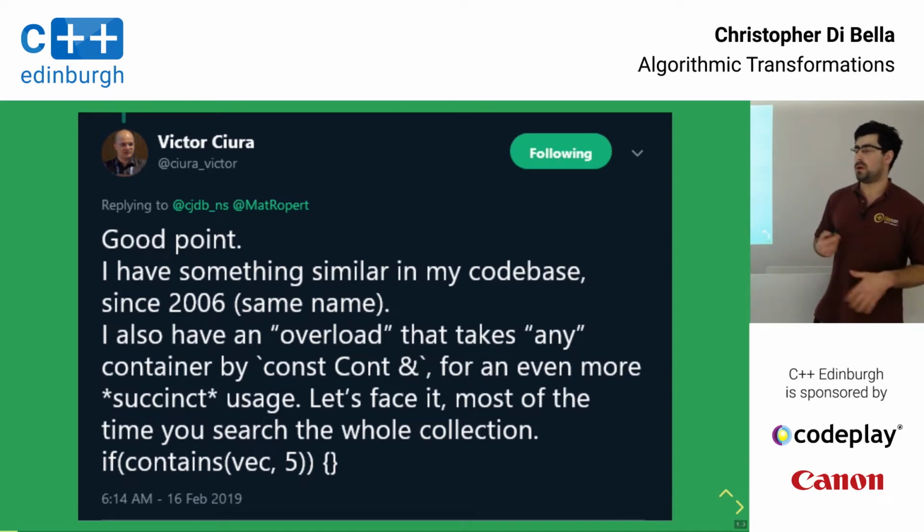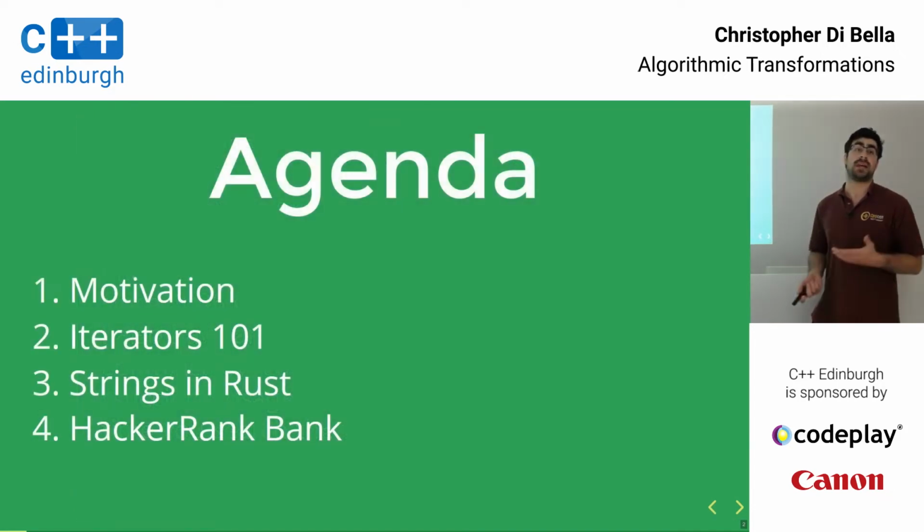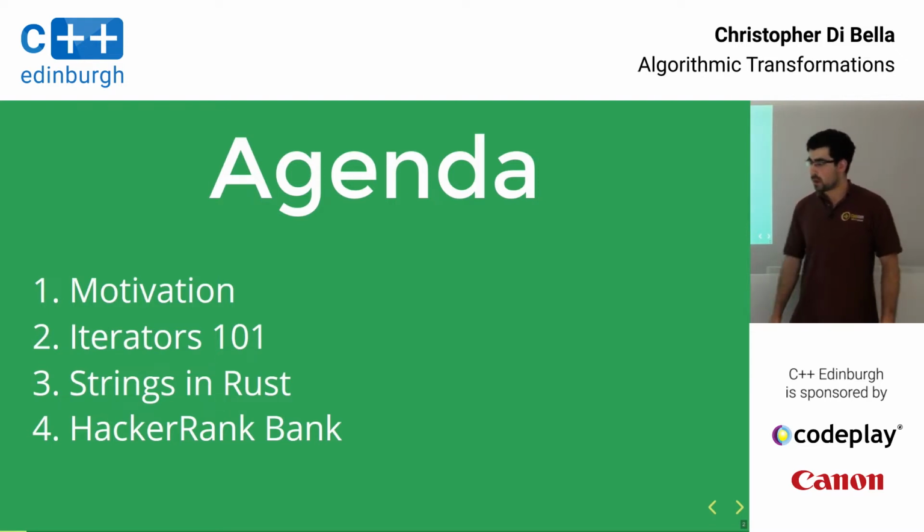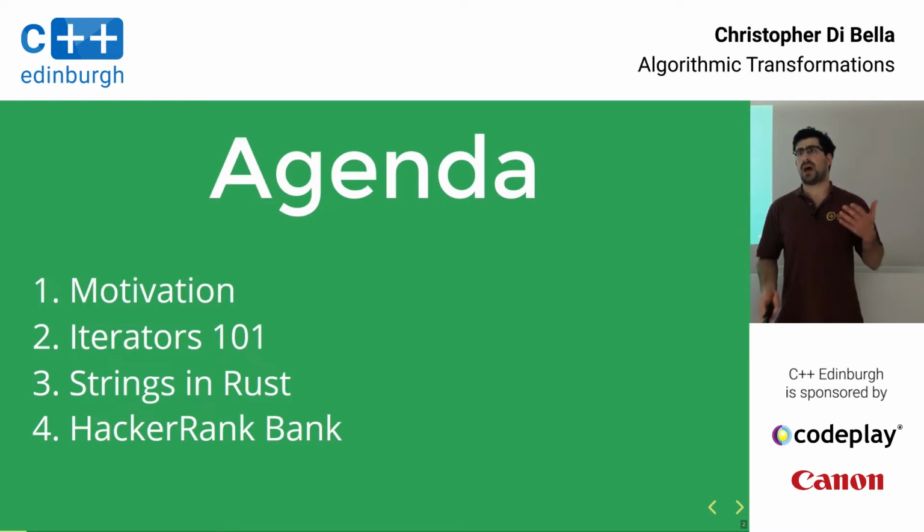And so what we'll do is we'll start out with a motivating use case for iterators, followed by what iterators are in a bit more rigor, but not too much rigor. Then we'll look at strings as they are in Rust, and then we'll take a look at a HackerRank problem that talks about fraudulent activity notification. If you want to ask questions, I will intermittently stop, so feel free to interrupt me at those points.